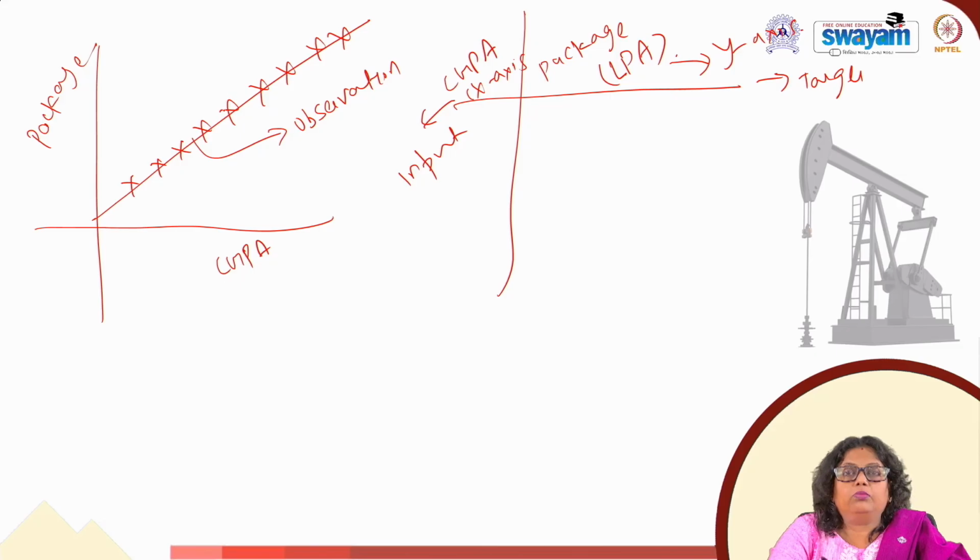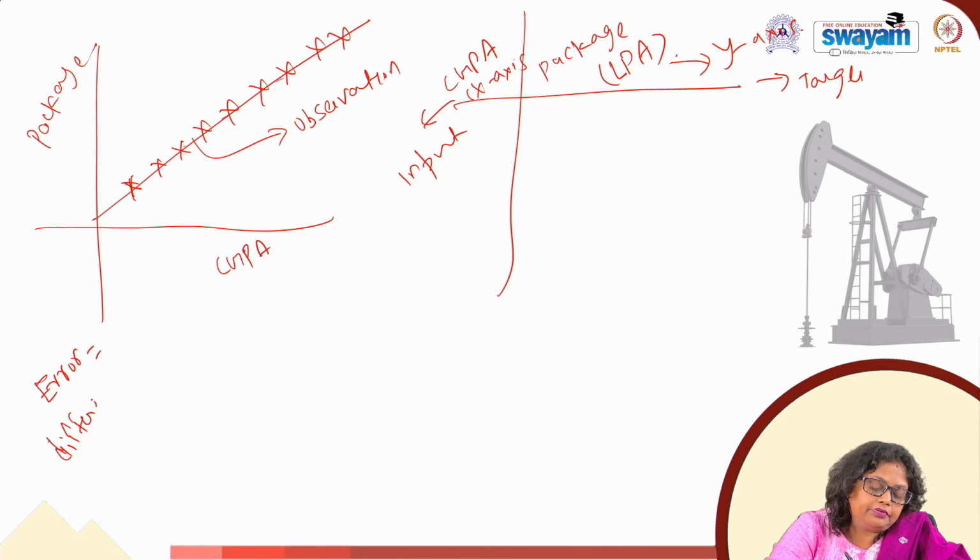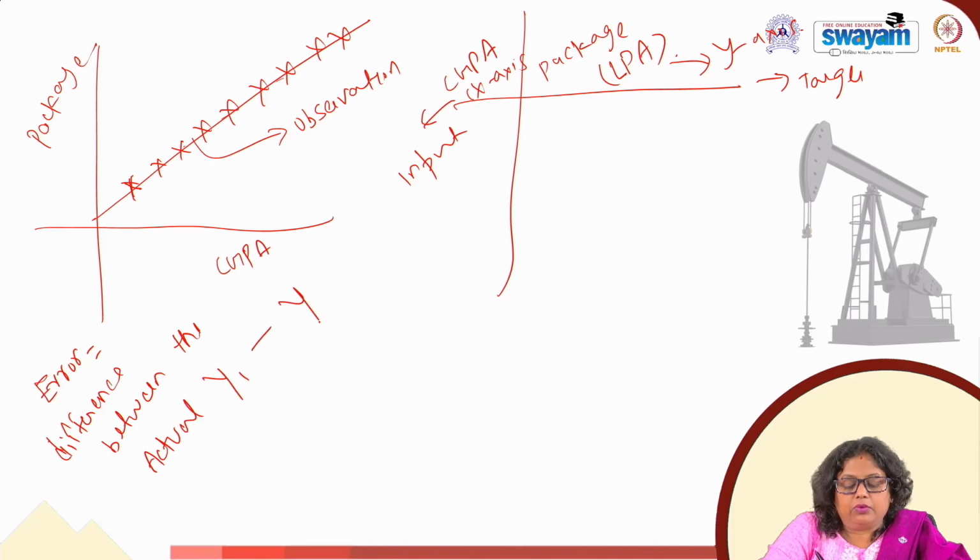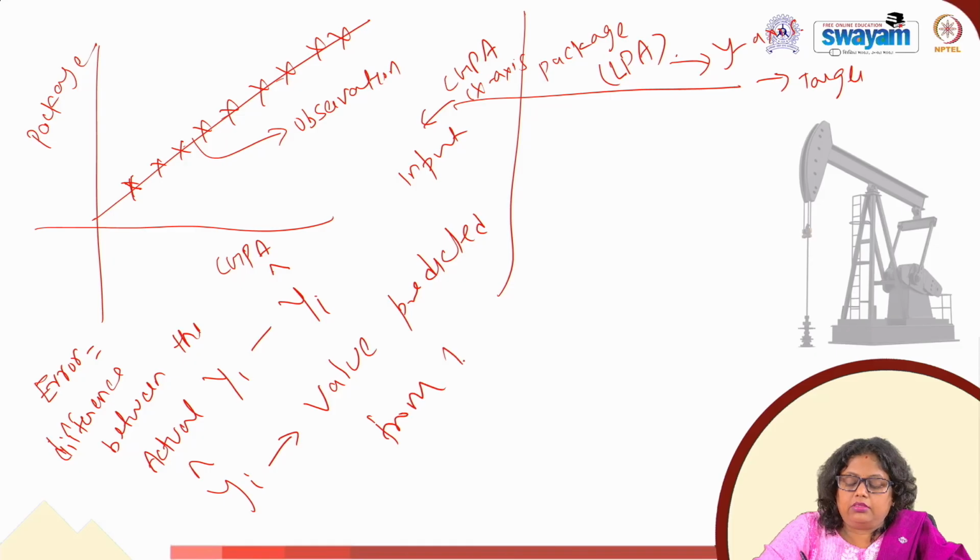In one scenario, all your data points may fall on your regression line. That means we consider this the best line. Why the best line? Because of the error. How do we define the error? It is the difference between the actual y minus yi hat. So yi hat is your value predicted from the model.